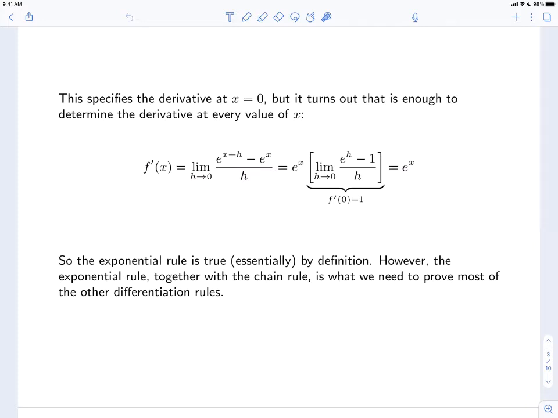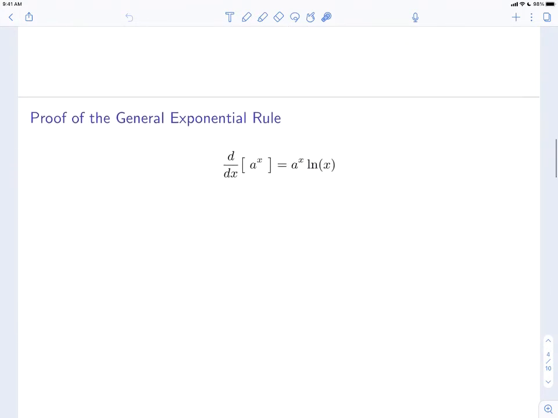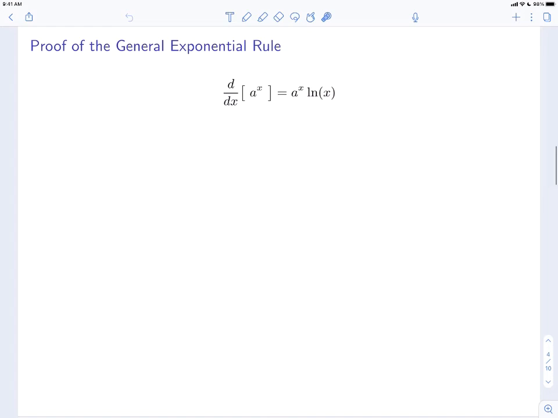However, the exponential rule together with the chain rule is what we need to prove most of the other differentiation rules, as we'll see. We can start with the general exponential rule. For this rule, we want to prove that the derivative with respect to x of a to the x is equal to a to the x times the natural logarithm of a. So the standard way to do this is indeed to use the chain rule. So let's do it with the standard method first. And we just do it directly.